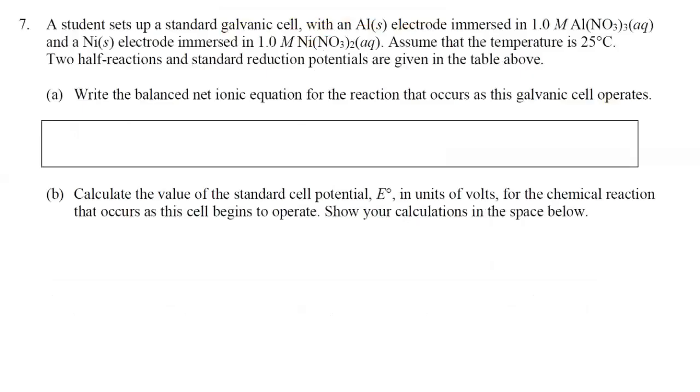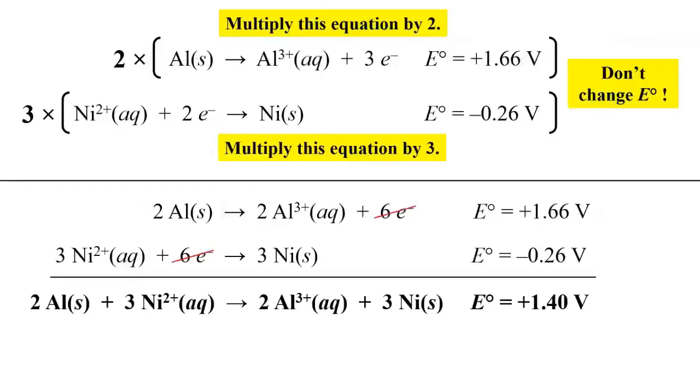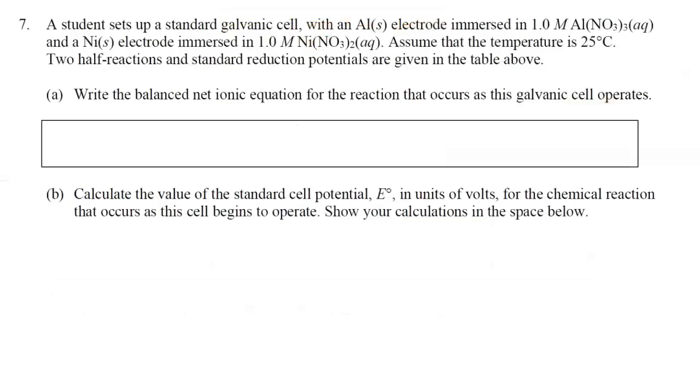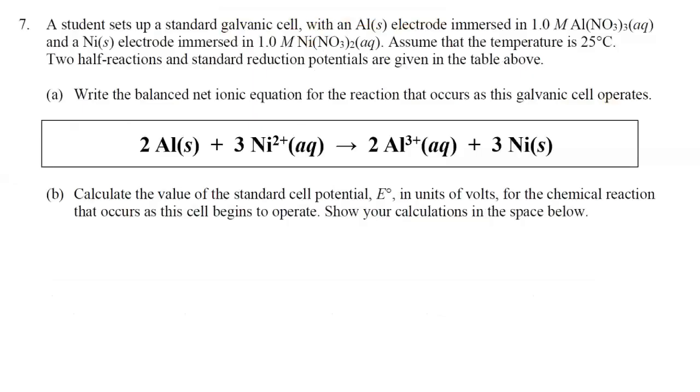Now in part A, it says write the balanced net ionic equation for the reaction that occurs as this galvanic cell operates. So our answer to part A would be 2 moles of solid aluminum reacting with 3 moles of aqueous nickel 2+ ions, and then it produces 2 moles of aqueous aluminum 3+ ions, and then 3 moles of solid nickel. So that's our answer to part A.